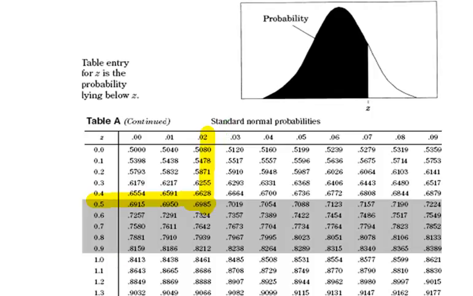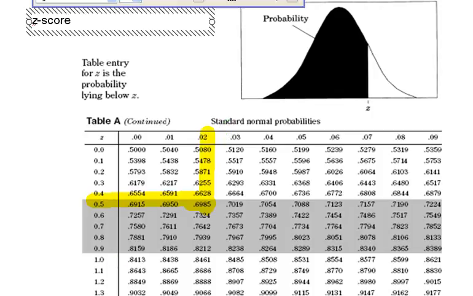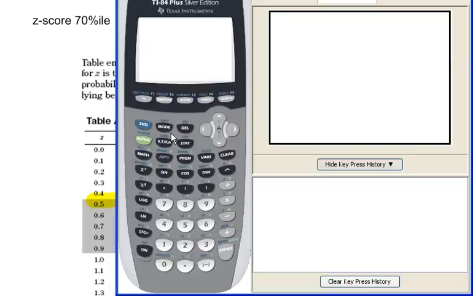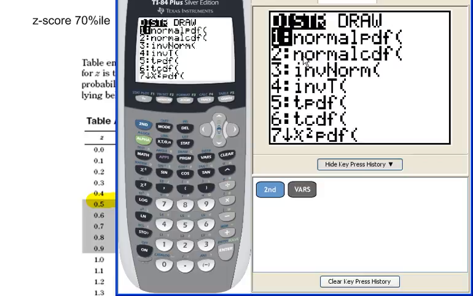Let me show you how to get it exactly right on the calculator. So here's what I'm doing. I'm looking for the z-score for the 70th percentile. All right, and from this diagram, I can see it's got to be somewhere in between these two numbers, somewhere between 0.52 and 0.53.